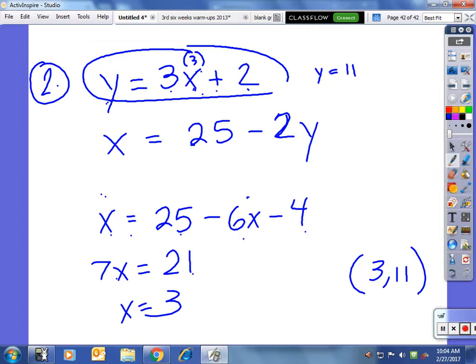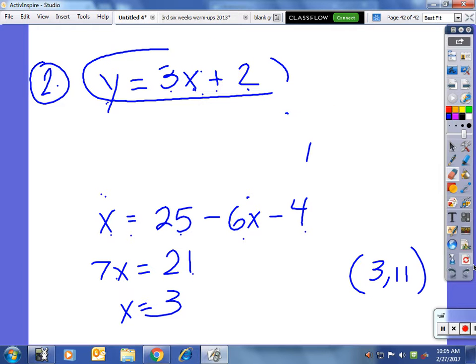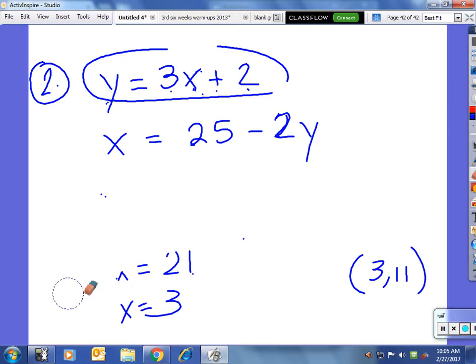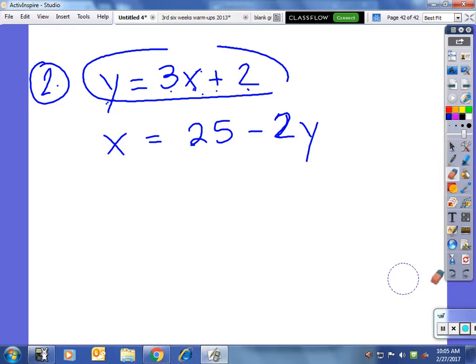Now, how would I suggest? I want you to understand how this works. I want you to understand substitution. But now that we already are using our calculators, the top one's ready to enter: y equals 3x plus 2. The bottom one takes a little bit of work.